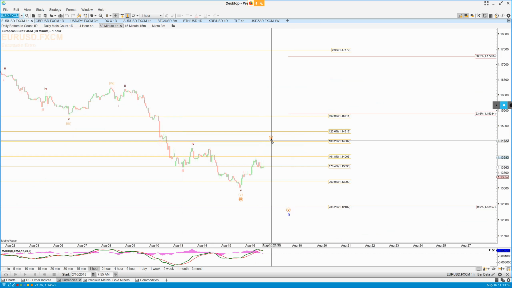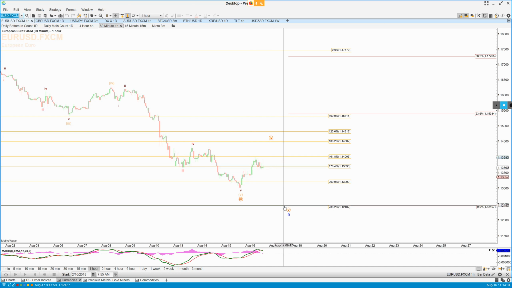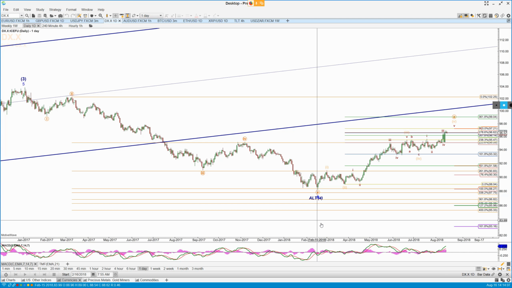Going through the currencies this morning. Euro, I think we're in this 4 here. We've probably got the A of it in. We need a B back, C up, and then drop one more time.